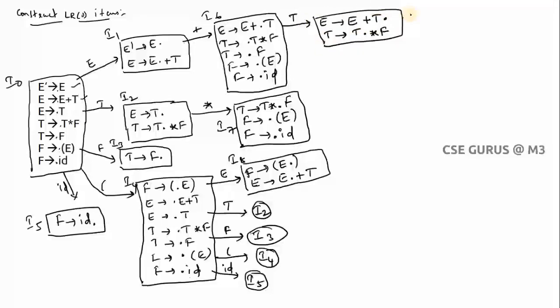So this will become I9. Next scanning is T over F. T tends to F should be scanned. If I scan, what happens? T tends to, it will become F dot. So what is F dot? T tends to F dot, which is I3. I will write here I3.